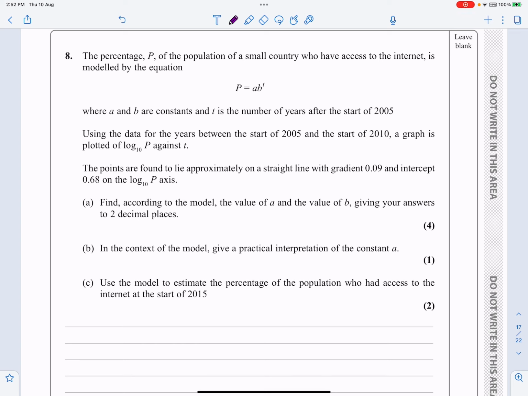And then it says a graph's been plotted of log 10 P against T. So that gives me a bit of a clue as to what I'm going to be doing to solve this one. It says once that's been done, we know the gradient is equal to this, and we know that the intercept is equal to that one there.